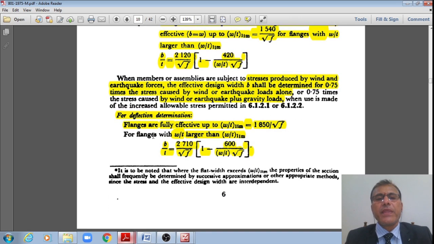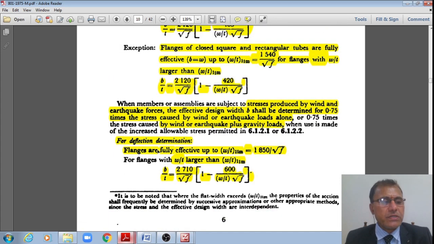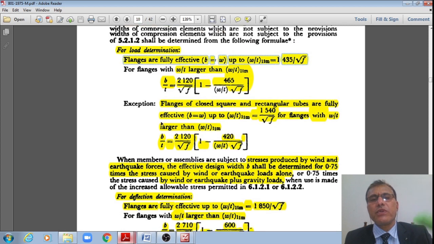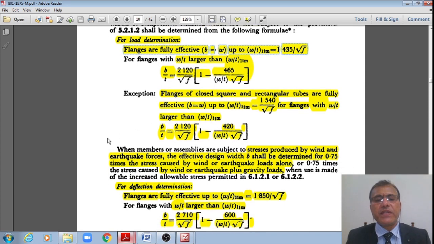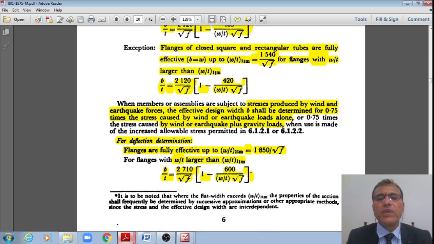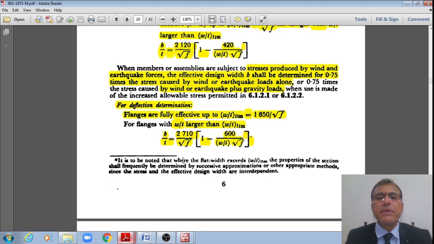Now, if I want to calculate these sectional properties for load calculations, we have just seen that. Whereas if I want to calculate for deflection calculations, then flanges are fully effective up to W by T lim 1850 divided by square root of F, right? Whereas for flanges with W by T greater than this W by T lim, then B by T is given by 2710 divided by square root of F, 1 minus 600 divided by W by T square root of F, right? This is how it is for flanges.